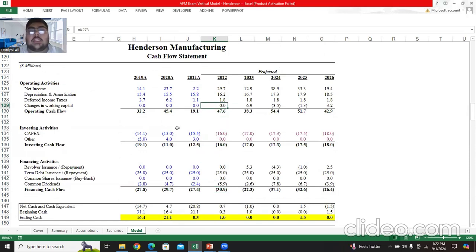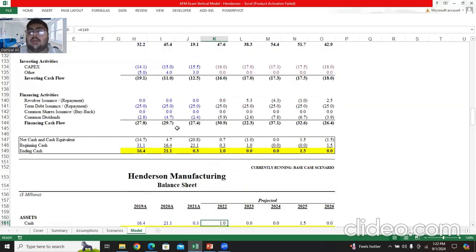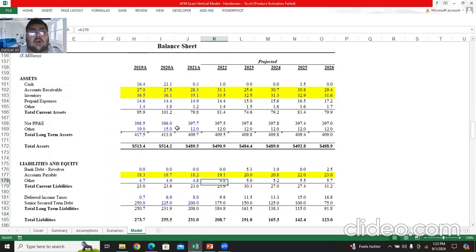Changes in working capital are a part of my operating cash flows. Remember that. Then you have your balance sheet, and here I already highlighted for you to understand: your accounts receivable balances, your inventory balances, and your prepaid expenses. A prepaid expense is also a current asset, so it should be part of your working capital. You might ask, why prepaid expenses? Because prepaid expenses are a percentage of your revenues.